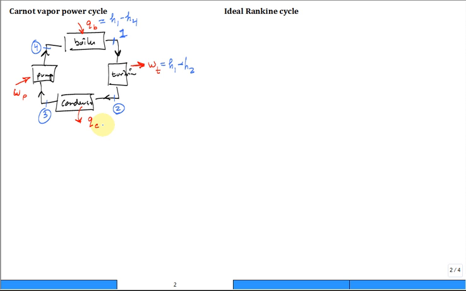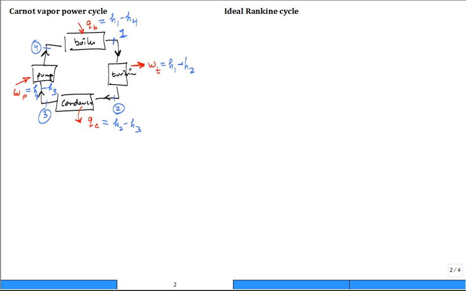How about q of the condenser? Notice the direction. For the condenser, the q_C is out of the condenser. That's a positive out. It's h2 minus h3. And w_P, it's into the pump, h4 minus h3. Sorry, I'm trying to economize on space, but it's h4 minus h3.